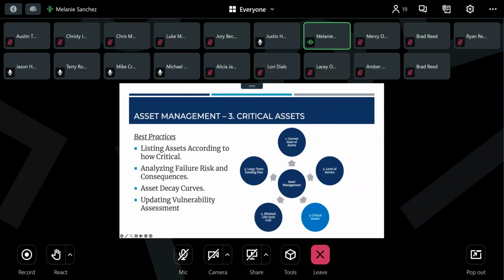Assessing the risk of failure and the consequences in the event of a failure. You can utilize asset decay curves to understand how assets deteriorate over time. And if your system has a vulnerability assessment, you can review and update it to align with those findings. So the outcome of this process is a risk-based ranking of the most critical assets. It helps us prioritize our efforts and resources for maintenance, repair, and replacement where they're needed the most. So by determining those critical assets and understanding how to manage the consequences, again, you're going to enhance your system's reliability and resilience.